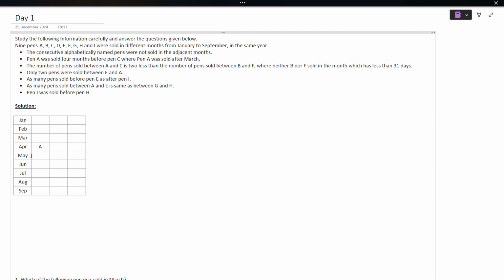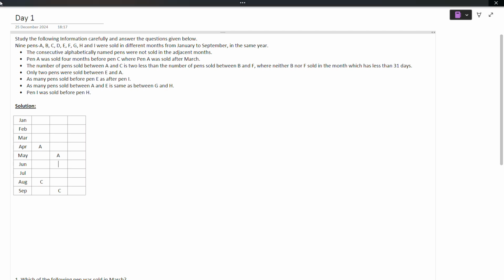That means pen A was sold 4 months before pen C. If pen C is here, then pen A will be sold just a month before pen C. If pen C is here, then pen A will be sold 2 months before. So this is 3 months and this is 4 months. 1, 2, 3, 4. And there is another possibility where pen A can be sold here, then the pen C will be sold here. We cannot go to another condition of selling pen A in June because then the C will go out of range. So these are the two possible combinations.